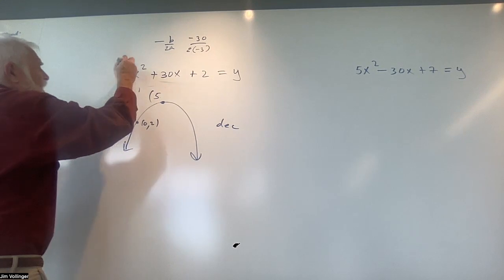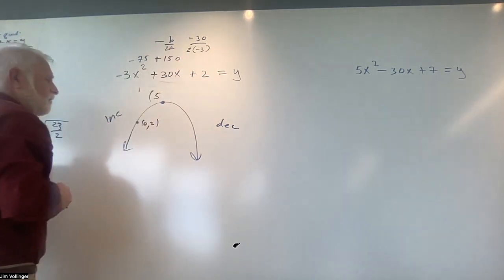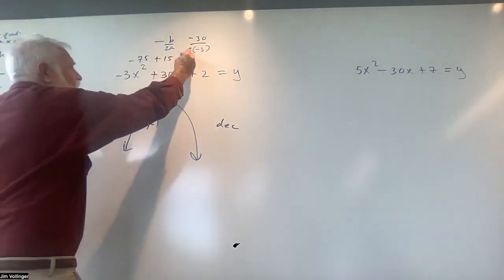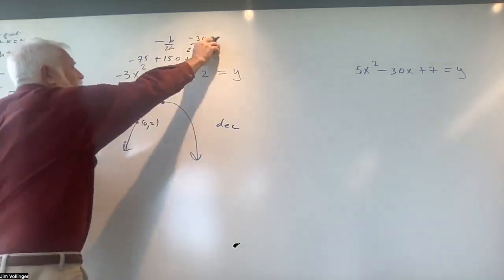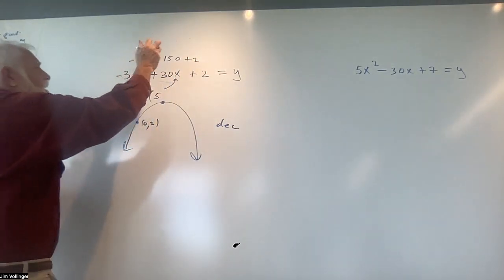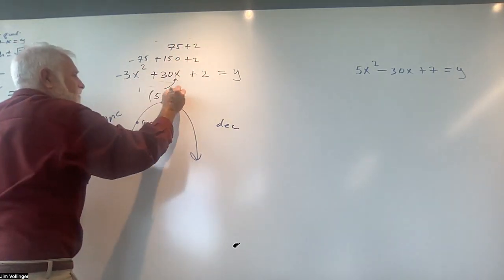Now I've got to put 5 in. 5 squared is 25, times negative 3 is negative 75. The next one better be 150, or I've done something wrong. Oh, yeah. 5 times 30 is 150, plus 2. And then I'm going to add those first two terms, and I'm going to get half the middle, or the opposite of the first, whichever one you prefer, and that's 77.